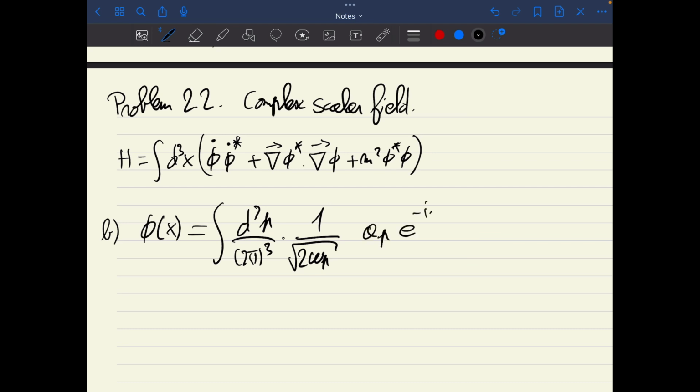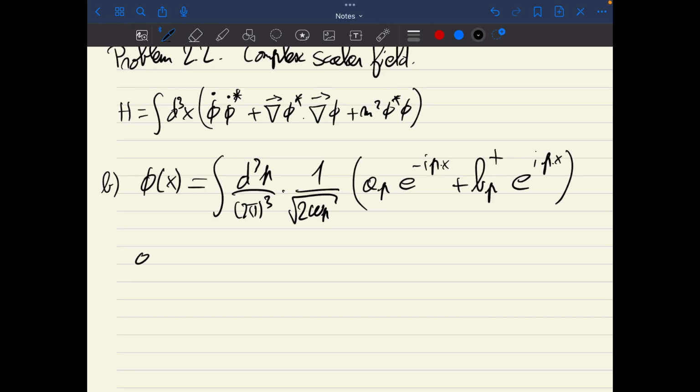e^{-ipx} plus B p dagger e^{ipx}. So that is the correct way to write this field, so that at the end A and B are indeed annihilation operators, and A dagger and B dagger are creation operators. At the end, we will see that all charges match what we expect.